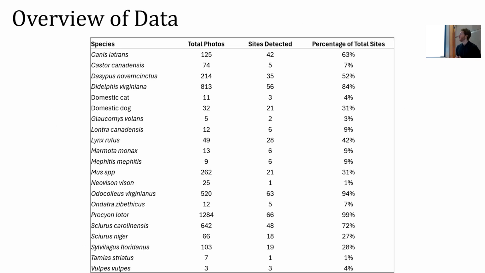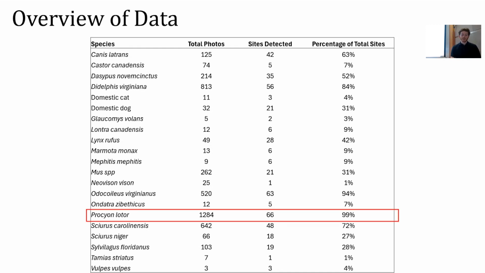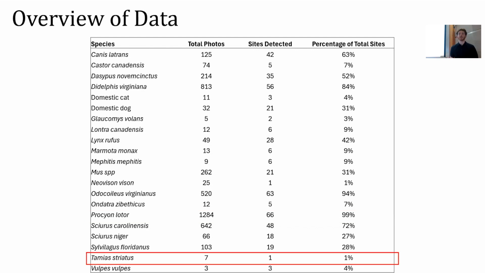So quick overview of that camera trap data for the terrestrial species. I captured 21 different terrestrial mammal species across all sites. Some of those, like the raccoon, were found at nearly every single site, while others, such as the eastern chipmunk, were found at very few sites.